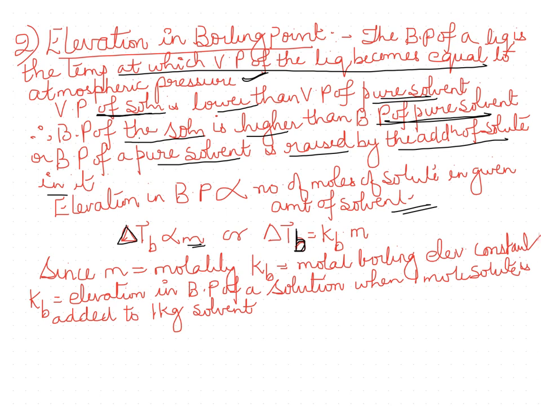Since m is molality, not molarity, Kb is also called the molal boiling elevation constant, which is defined as the elevation in boiling point of a solution when 1 mole of solute is added to 1 kg solvent. So this is a constant. What is the definition of Kb? Elevation in boiling point of a solution when 1 mole of the solute is added to 1 kg solvent. Are you able to understand?